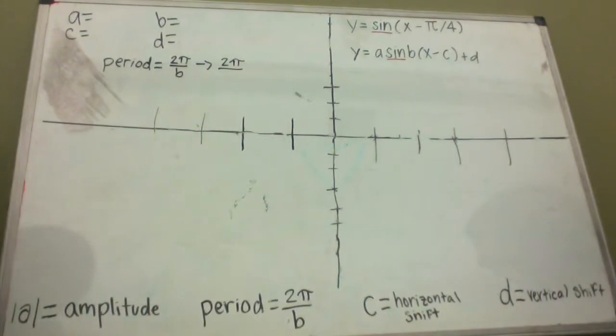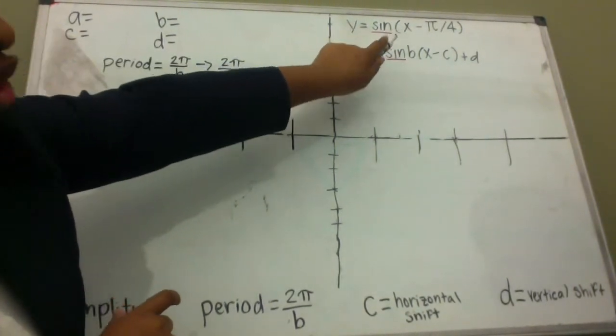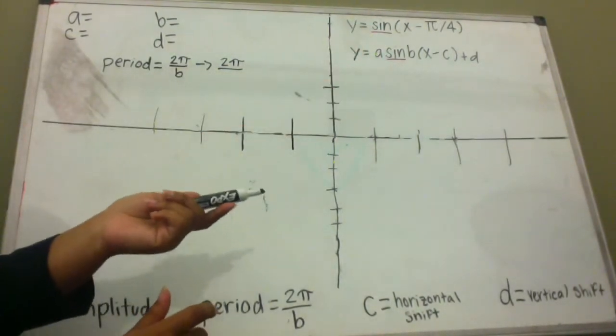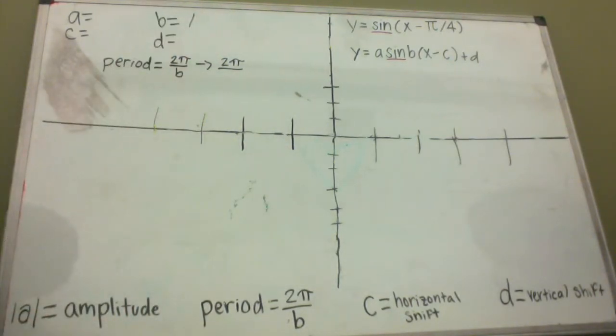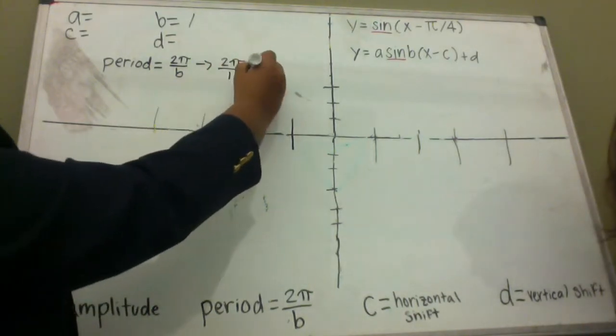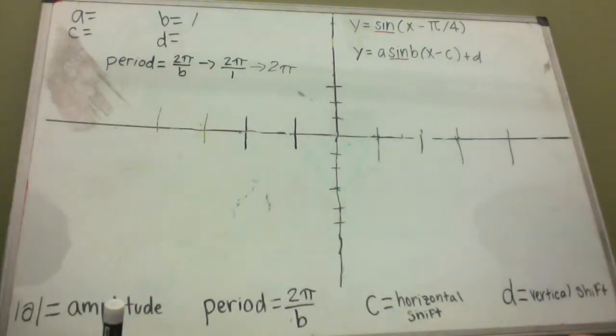Okay, so I think I get it now. So to find the period, knowing that it's usually 2pi, looking at x, there's no coefficient in front of it, so we're assuming that b equals 1. So if we do 2pi/b to find the period, 2pi over 1 would give us a period of 2pi. Exactly.